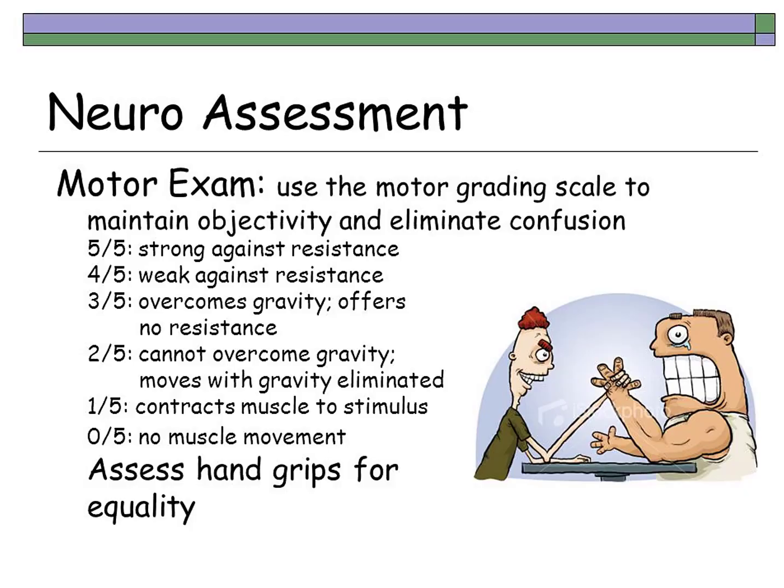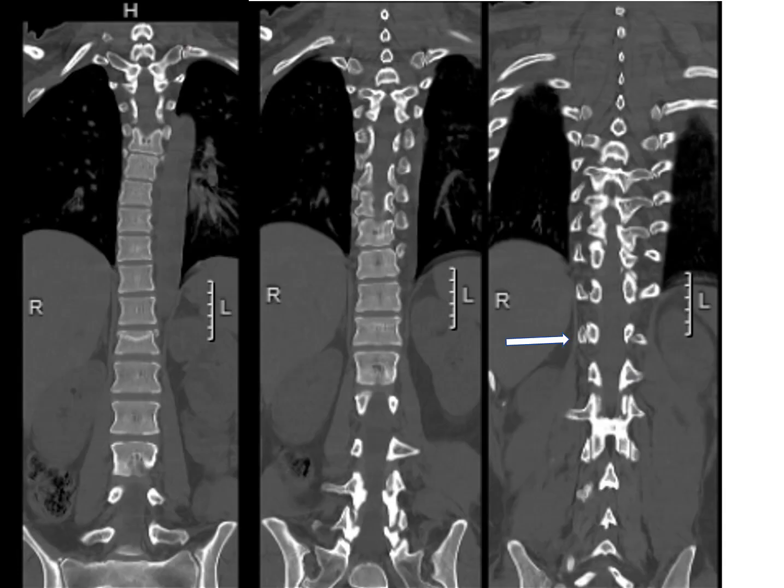And just for motor exam, because motor exam is key, this is just a review. Zero is nothing. One, contracts. Two, cannot overcome gravity. Three, overcomes gravity, full range of motion. Four, has resistance. Five, is strong. So the first thing that patients get, I think, when they go to the emergency room is a CAT scan. Is that right? One second, please, sir.